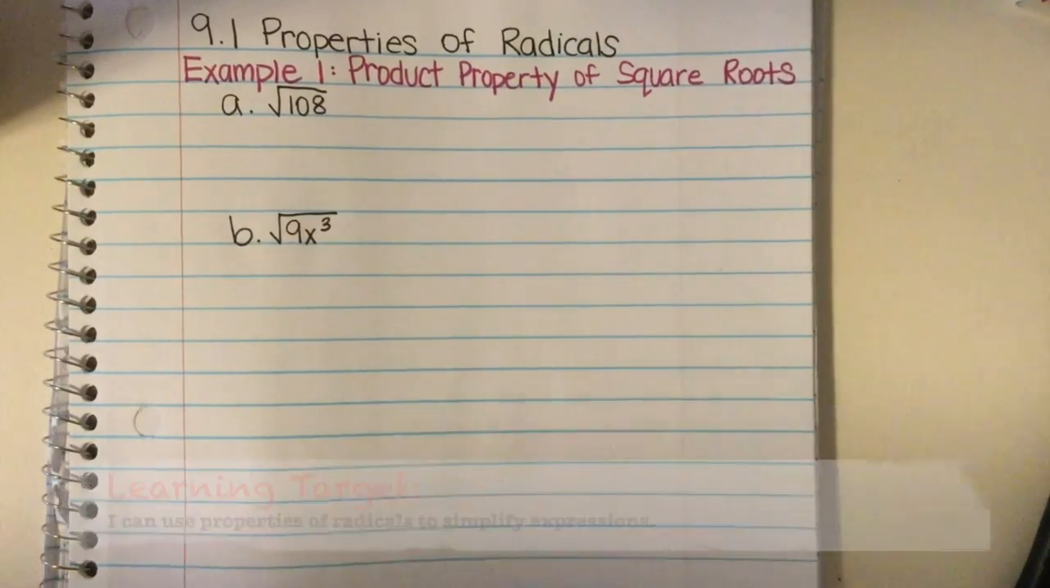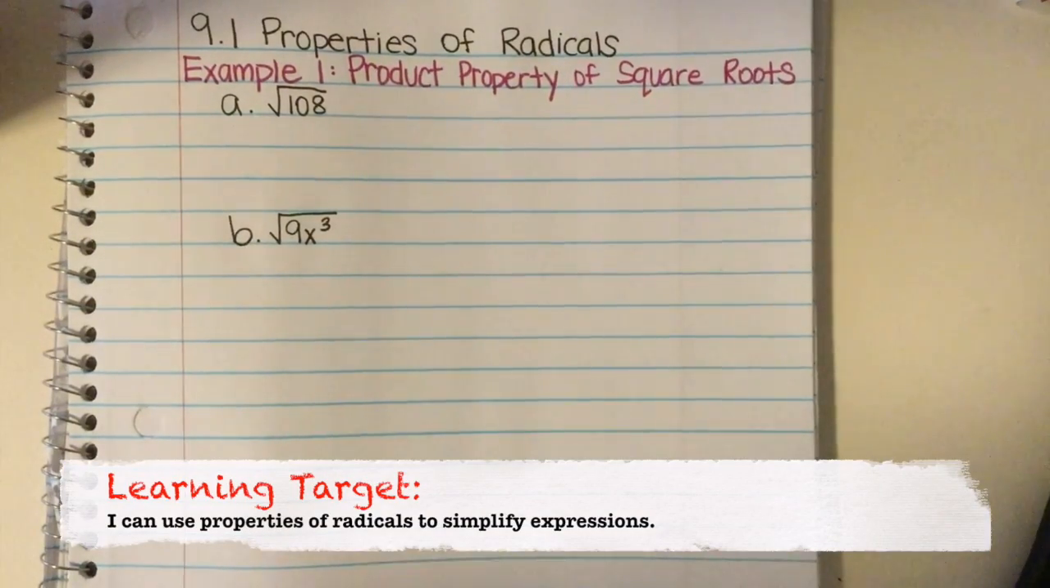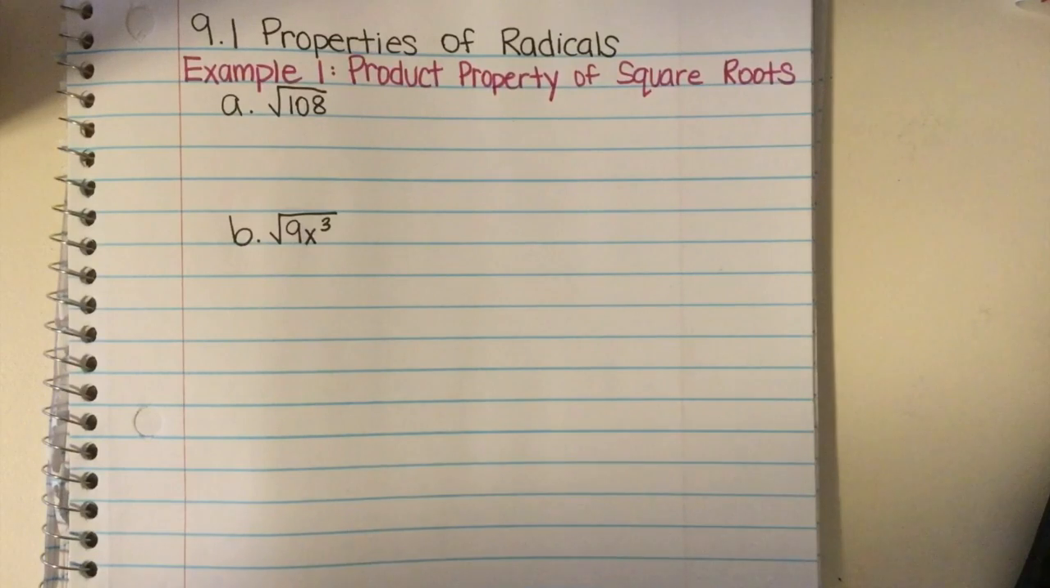All right, what we have here today is section 9.1, which is the property of radicals. Example 1 is the product property of square roots. So in letters A and B, I have two expressions that I want to simplify. We're going to start with letter A, which is the square root of 108.